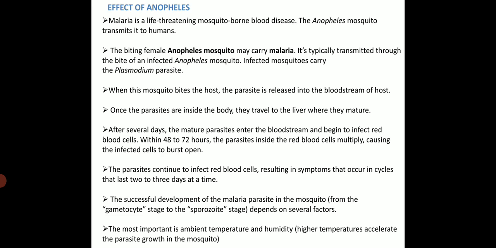The successful development of the malarial parasite in the mosquito from the gametocyte stage, that means the sexual forms of the parasite, to the sporozoite, that means the human infective stage, depends on several factors. The most important is ambient temperature along with humidity.